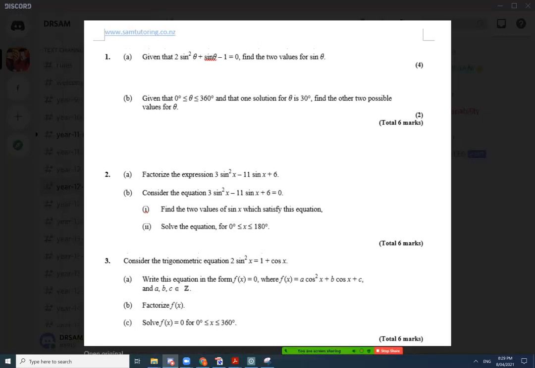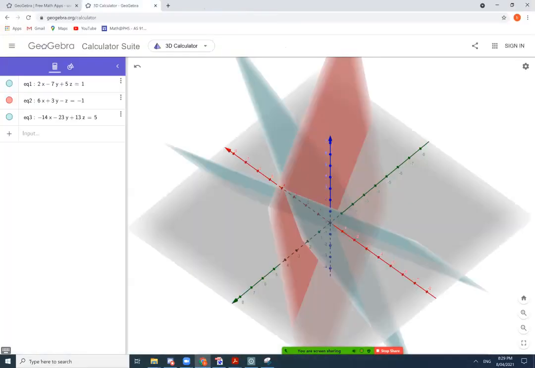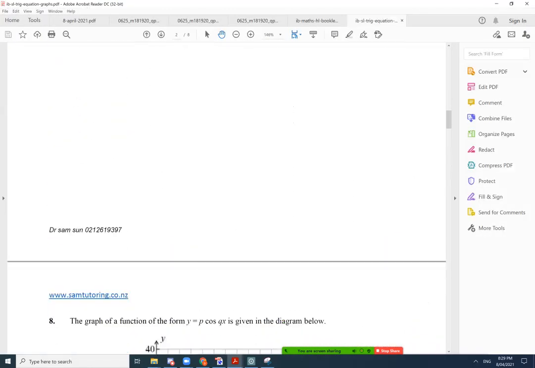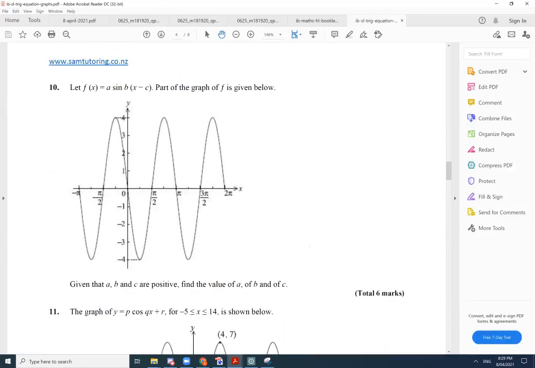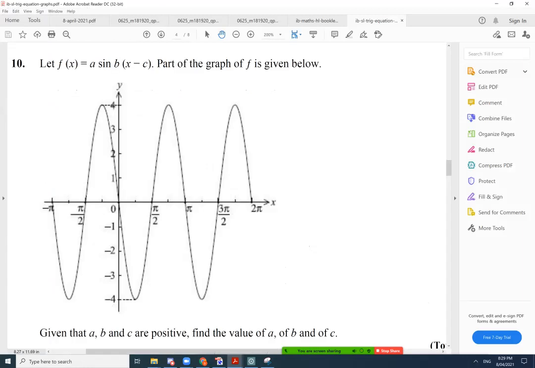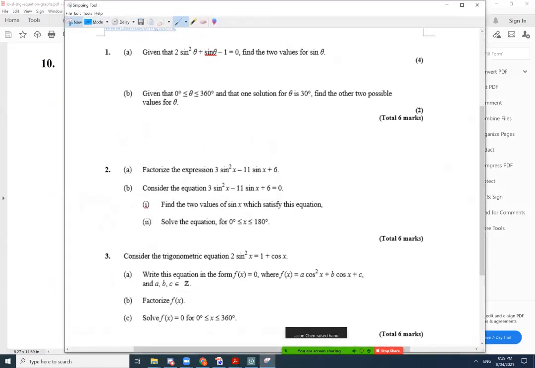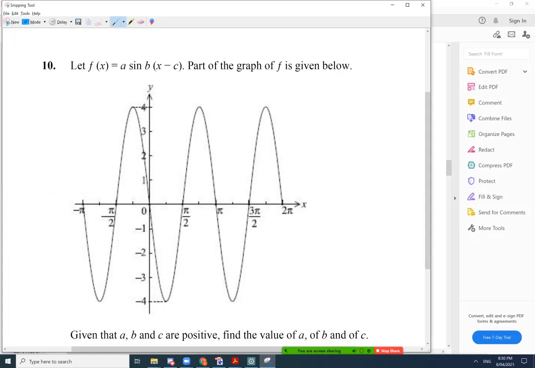But for us, we need to check one more question about how you find the curve for trig, like this. For example, the graph here. How do you find this stuff? This one, for example, number 10. How do you find A, B, C? Let me copy that.